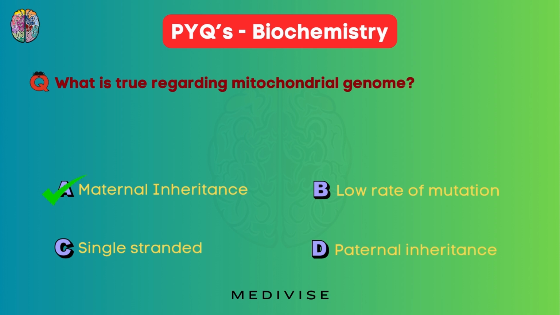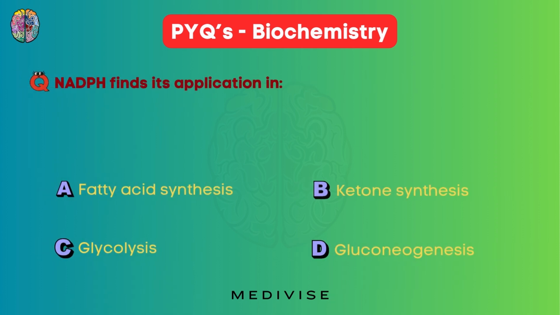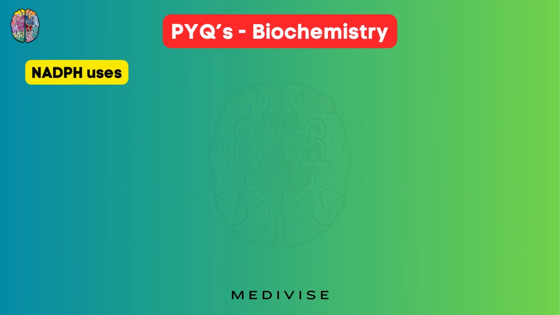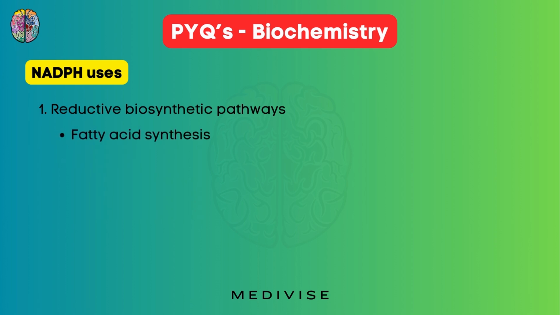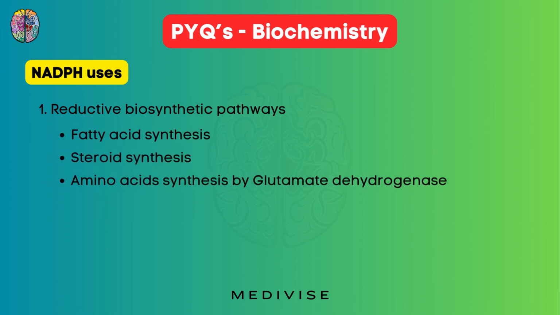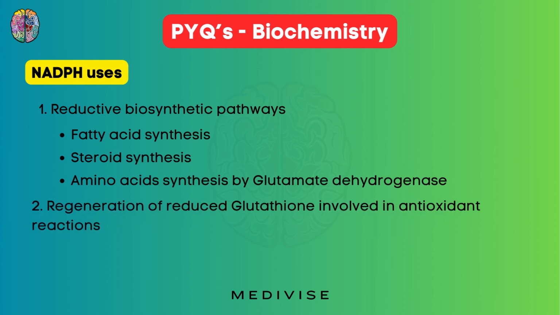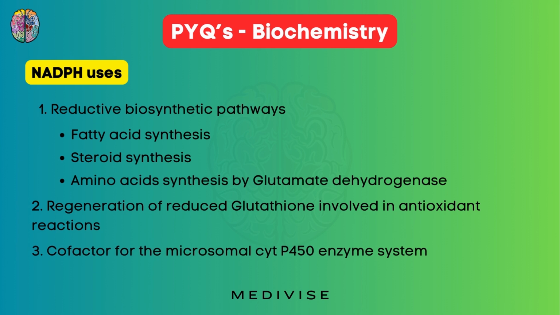Now, final question: NADPH finds its application in fatty acid synthesis, ketone synthesis, glycolysis, or gluconeogenesis? NADPH has a lot of uses. Let us look at some of them. First of all, it is involved in reductive biosynthetic pathways. So it is used in the formation of fatty acids, steroids, and some amino acids. Then it is also involved in the regeneration of glutathione. Third, it is a cofactor for the microsomal cytochrome P450 enzyme system.